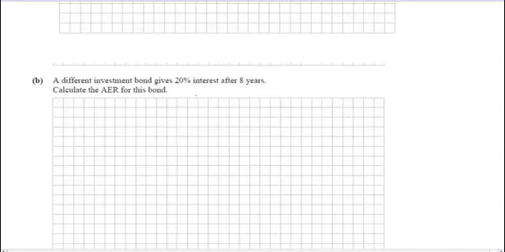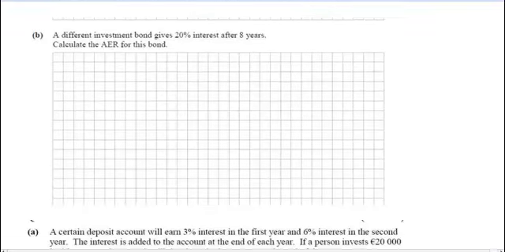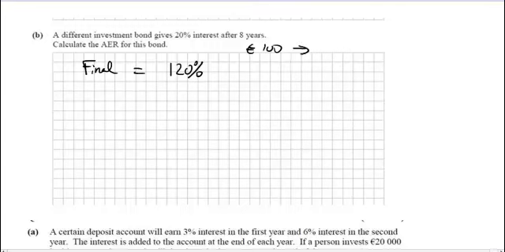A different investment bond gives 20% after 8 years. Calculate the annual equivalent rate for this bond. So what we're told then is that the final amount will be equal to 120%. So if I put in 100 euro, the final amount will go to 120 euro. And we're asked to find the annual equivalent rate for this bond.